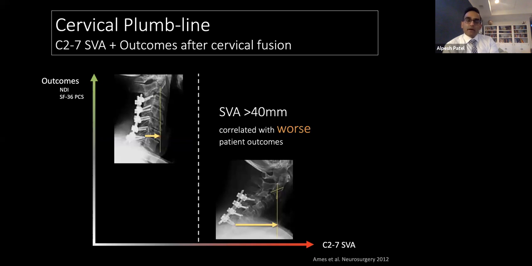There's been one retrospective study where they looked at individuals who had surgery for cervical myelopathy. And they basically said that outcomes, NDI, SF36, PCS outcomes were worse in patients who after surgery had a positive SVA, so C2 is shifted well over C7 by more than 40 millimeters or 4 centimeters. I think you have to take that with a grain of salt. It's not very granular, but it certainly does at least suggest that SVA and cervical alignment has an impact on functional outcomes, at least after surgery.